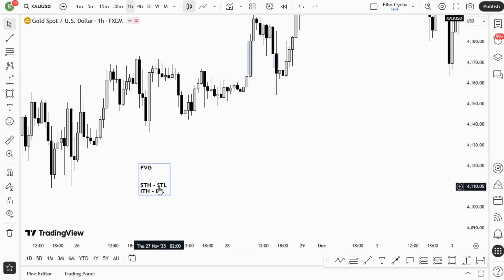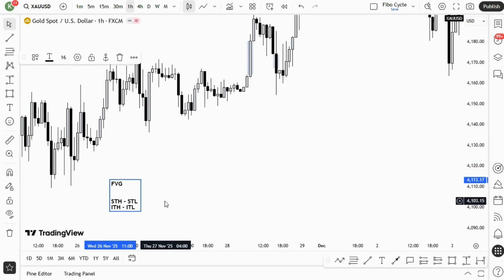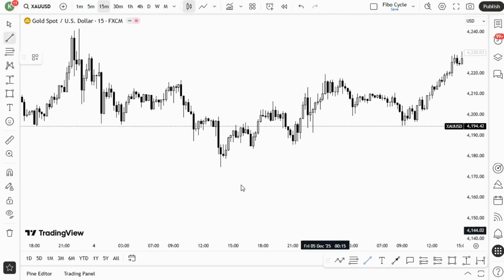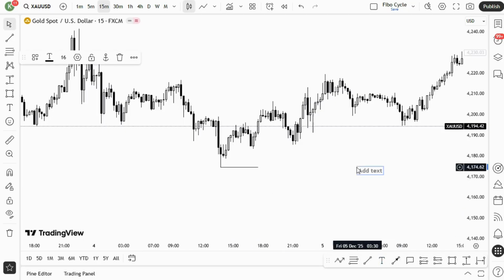What is STH, STL, and ITH, ITL? STH, STL, and ITH, ITL may look like a complicated term or concept, but it's basically just swing highs and swing lows in the market. Where if you see here, this is known as an ITL. Why is it known as an ITL? Which also means intermediate term. Let me write the full meaning so that you can see.